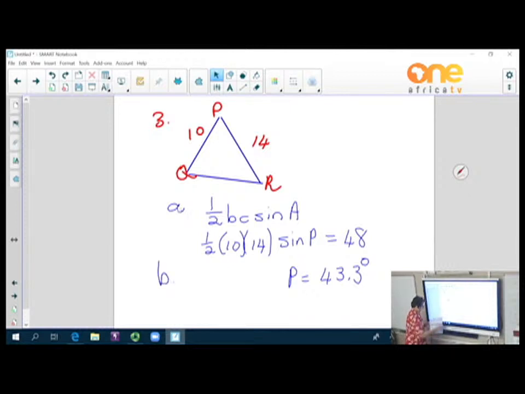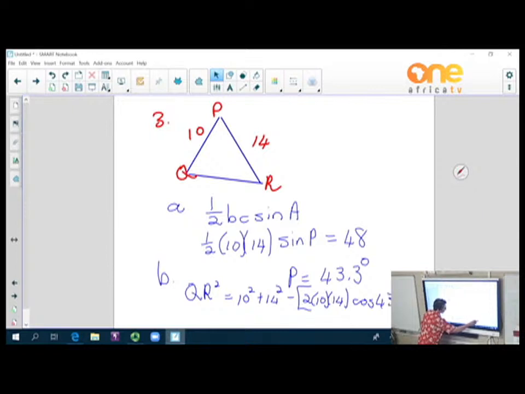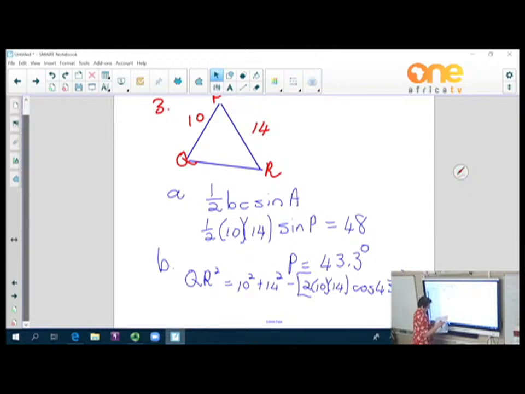And then the last one says, calculate the length of QR. This is the third side, so it will again be the cosine rule, which is 10 squared plus 14 squared minus in brackets 2 times 10 times 14 cosine, and I'm going to use this angle, which is why you had to show that in the previous one. And my final answer is QR is equal to 9.6 meters.